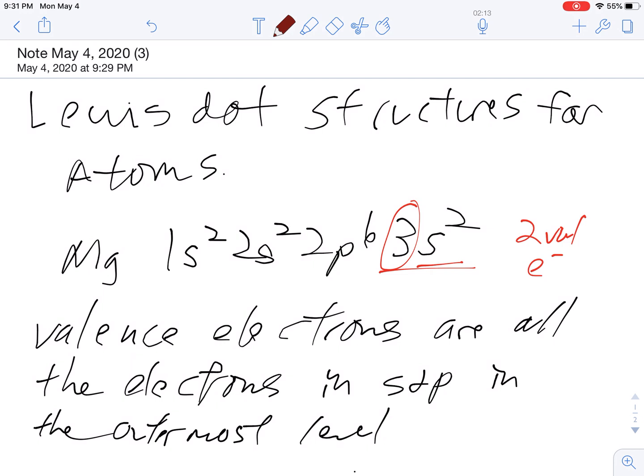Okay? Now, Lewis dot means that we're going to represent electrons as dots, and we're only concerned about the valence electrons. So magnesium has 2 valence electrons. So what I'm going to do is I'm going to put 2 dots to represent the 2 valence electrons. Okay? That's simple. All right?